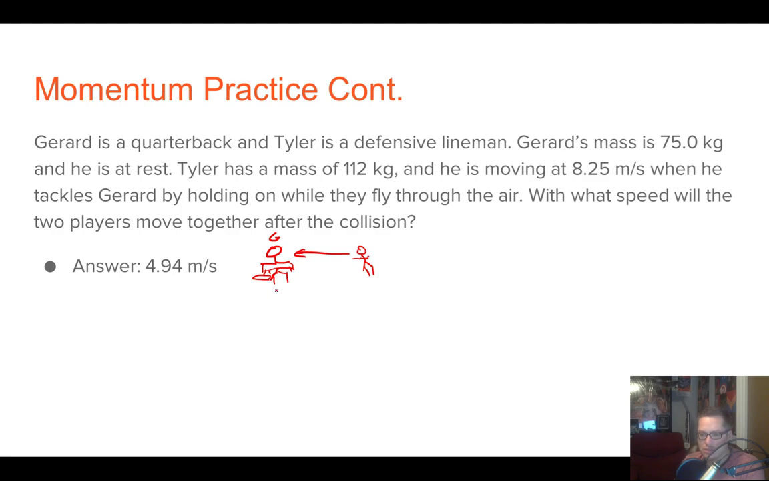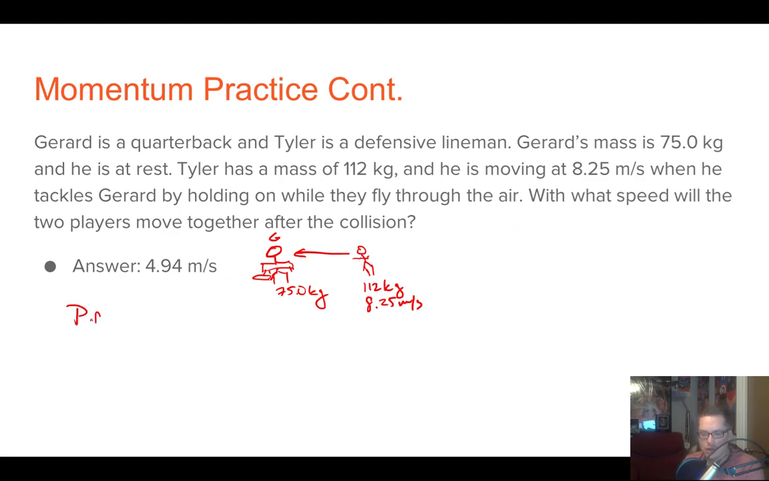Gerard only weighs 75.0 kilograms, and Tyler weighs 112 kilograms. He's a big kid, all right? 112 kilograms, and he's moving at 8.25 meters per second. All right, when he tackles Gerard and they hold on while they fly through the air, with what speed do the two players move after the collision?